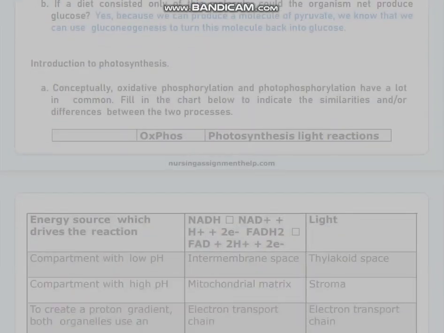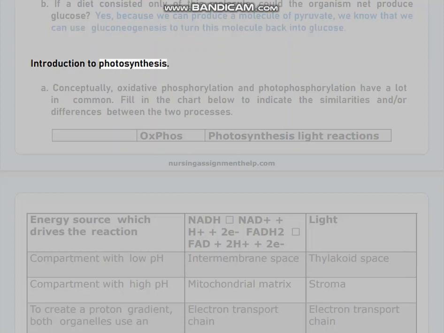B. If a diet consisted only of this molecule, could the organism net produce glucose? Yes, because we can produce a molecule of pyruvate. We know that we can use gluconeogenesis to turn this molecule back into glucose.